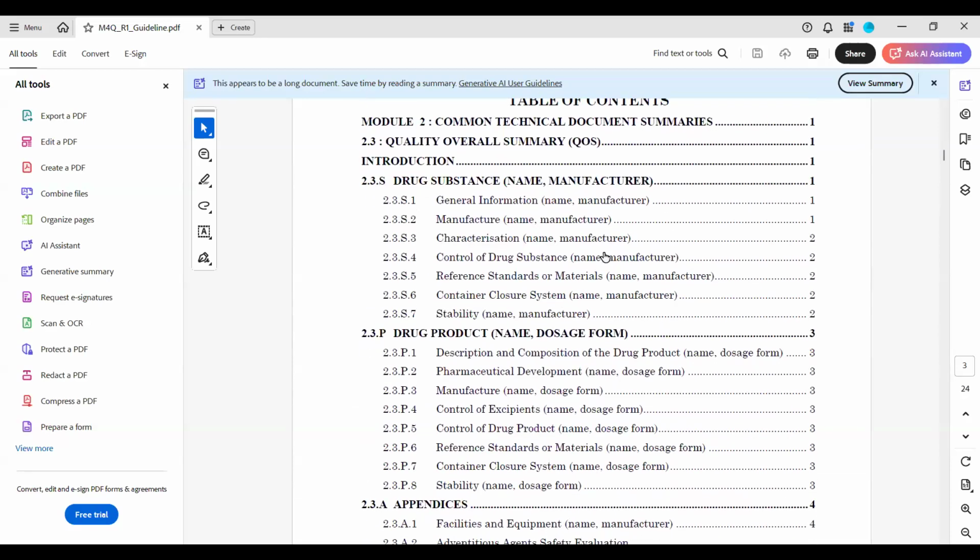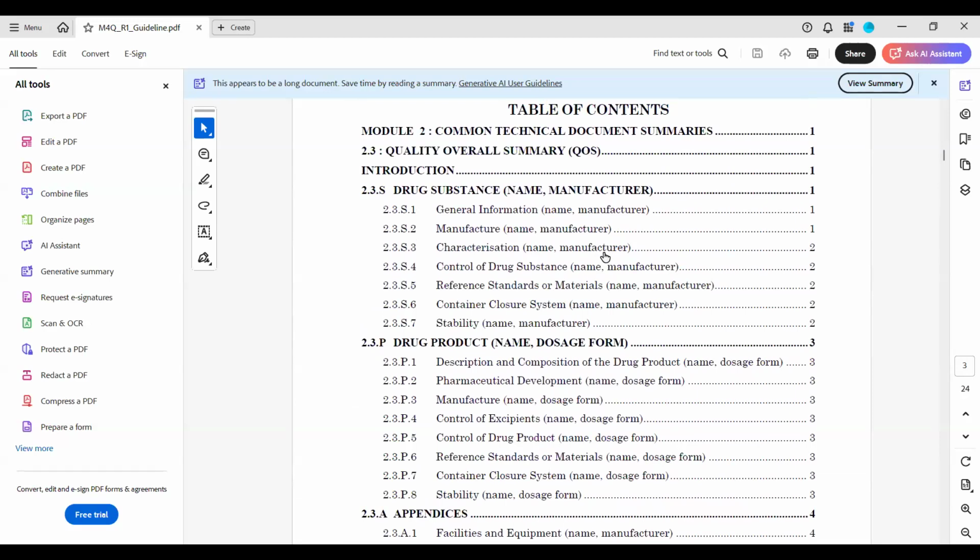The first one that goes is the table of contents, 2.1 section. Then is your 2.2 introduction. And then comes your 2.3, which is quality overall summary, followed by non-clinical overview, clinical overview, non-clinical written and tabulated summaries, and lastly clinical summaries. Okay, so first we'll talk about non-clinical overview, clinical overview, then we'll move to non-clinical and clinical summaries.